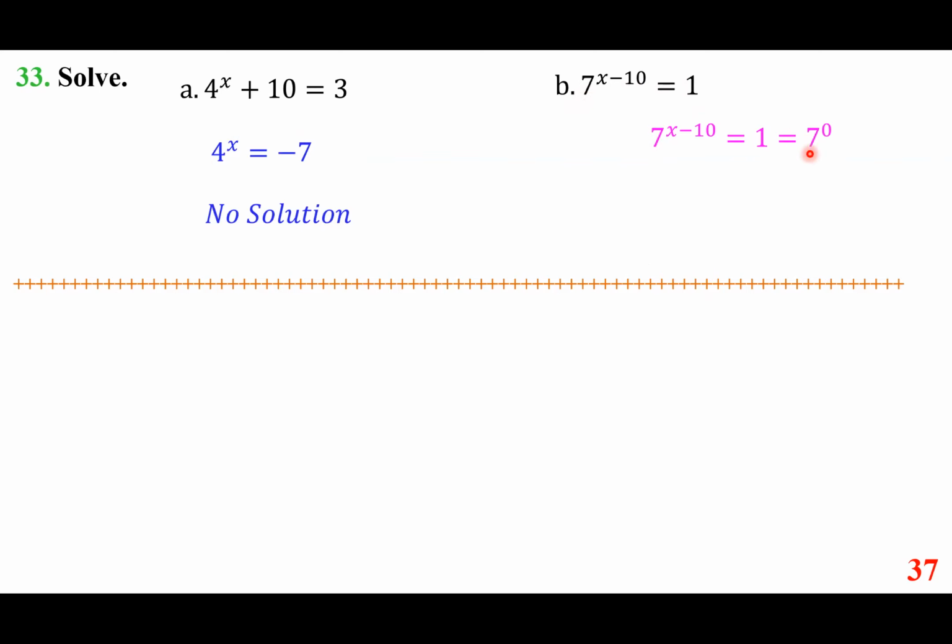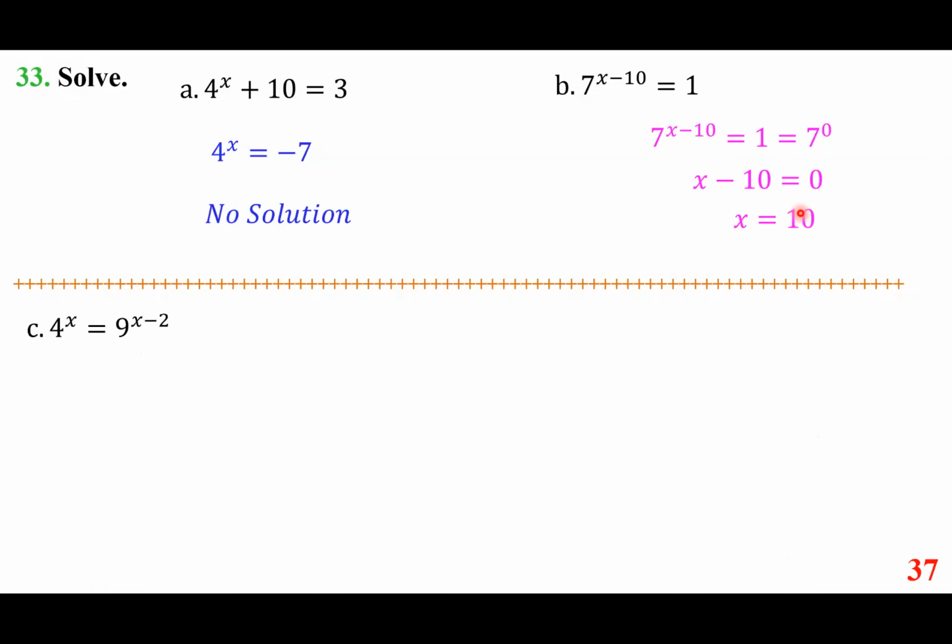Remember, I can write 8 to the power of 0. I can write 10 to the power of 0. Why am I writing 7 to the power of 0? Because the left side has base 7. So they have the same base, and they must have the same exponent. x minus 10 must be 0, and therefore x must be 10.